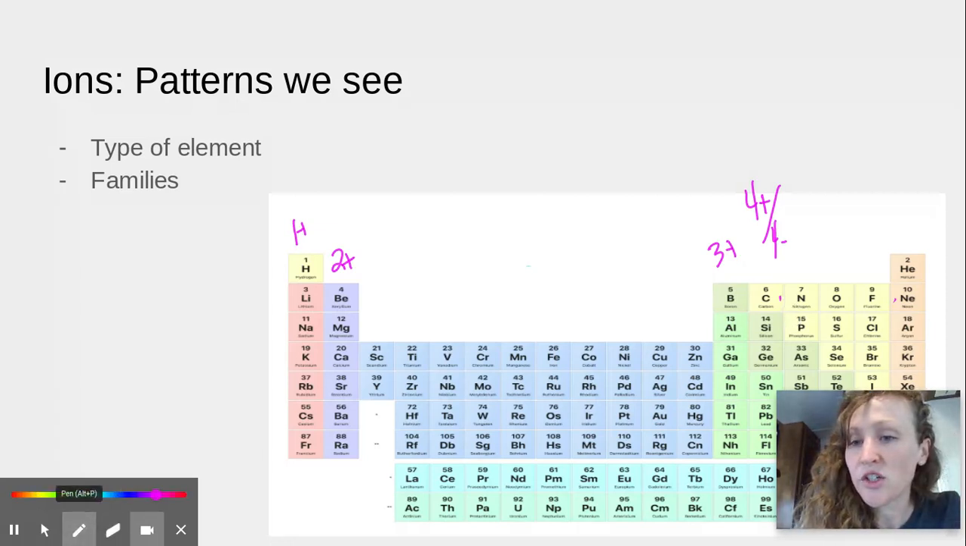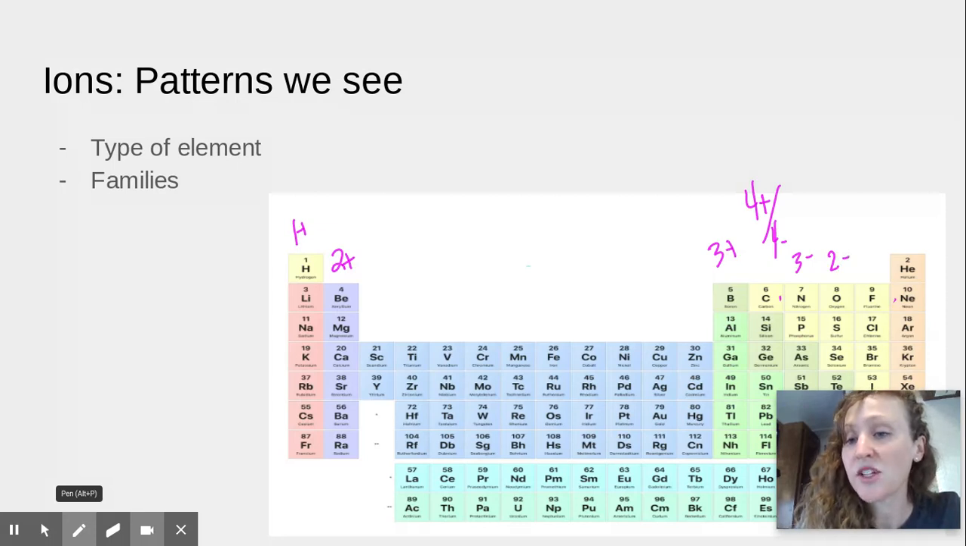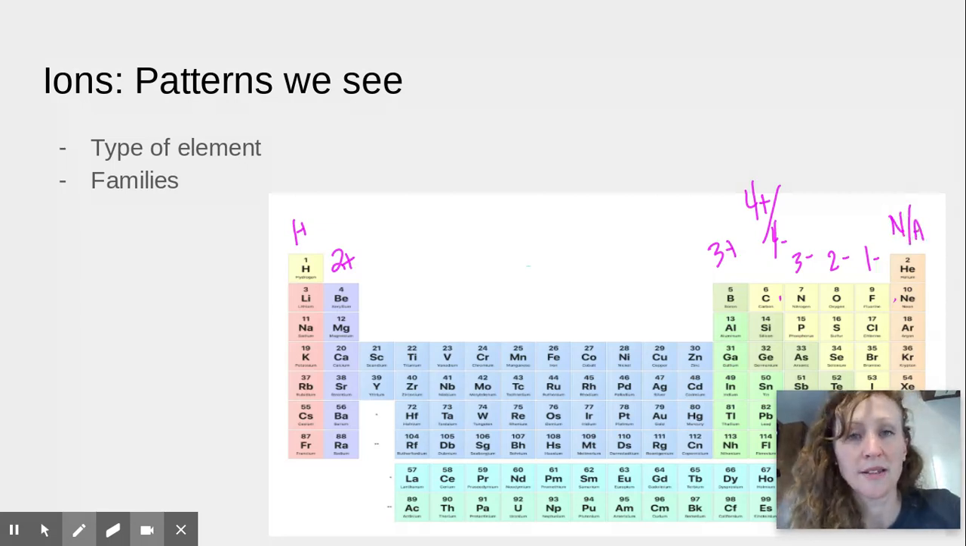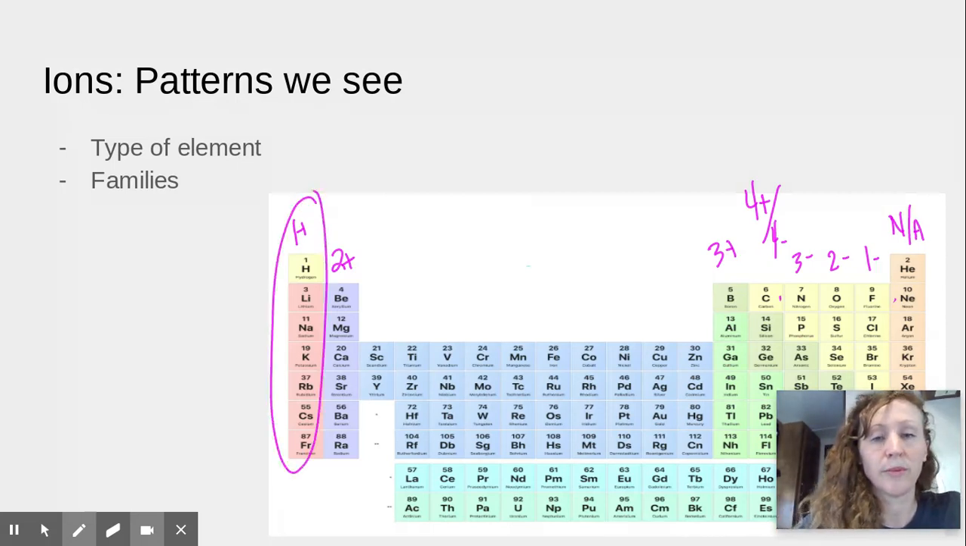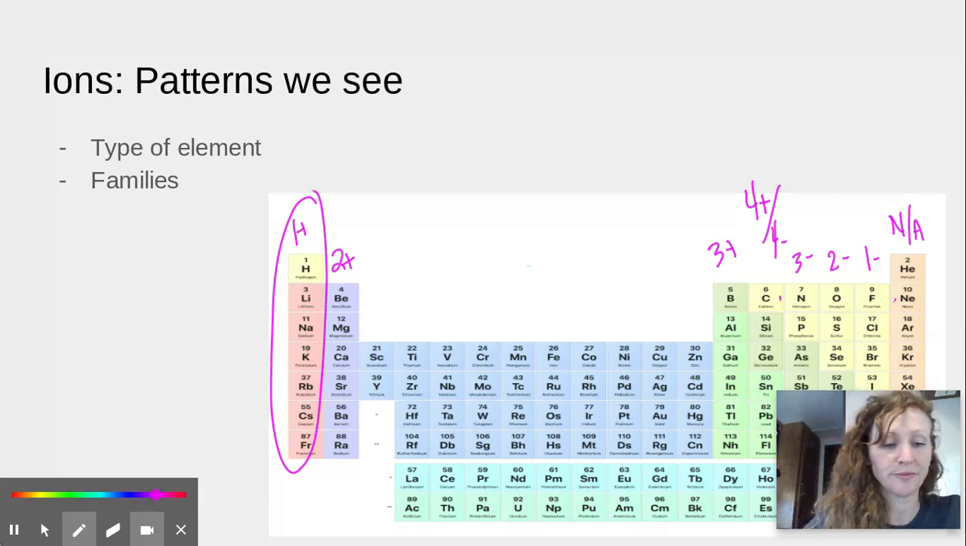Okay, nitrogen should be a 3-, oxygen's a 2-. The halogen family, they're all going to form 1-, and then noble gases don't form ions. So anything inside the family, very consistent, they all form that same charge.